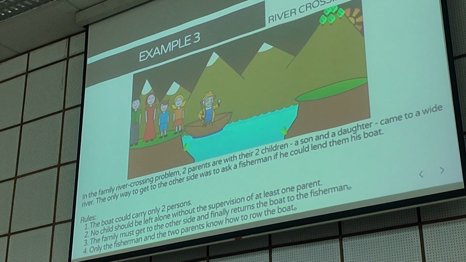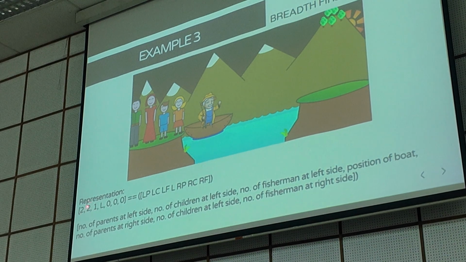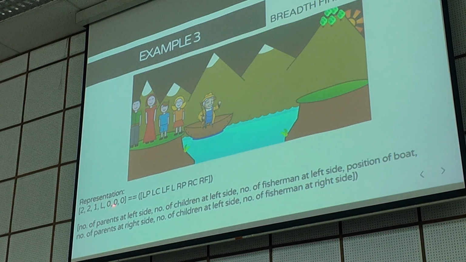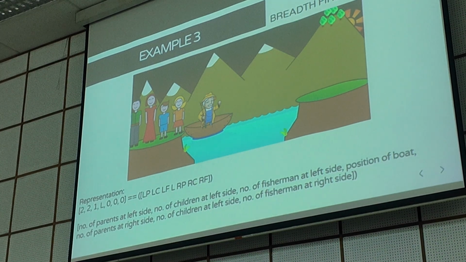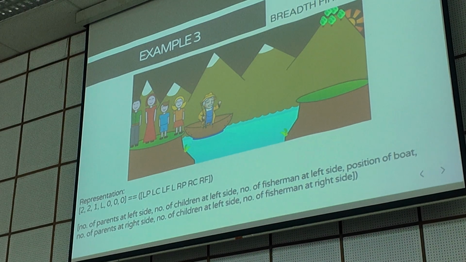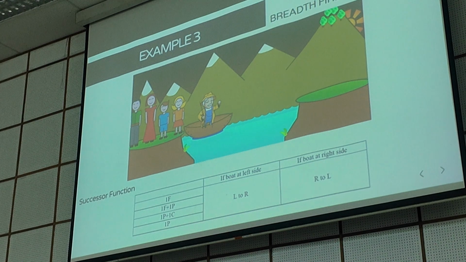Alright, so again, we have to do some planning. So we need to form our state here. For example, in this case, we put 2, 2, 1, L, 0, 0, 0. So represent the left hand side for the parents, left hand side the children, left hand side the fishermen, the boat position, as well as the number of the parents, fishermen, and the children at the right hand side. Then you need to form our initial state, this and that, and the successor function, which is the most important one. It's how the agents will move.